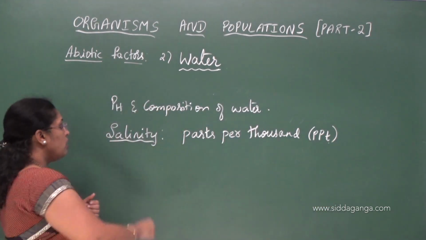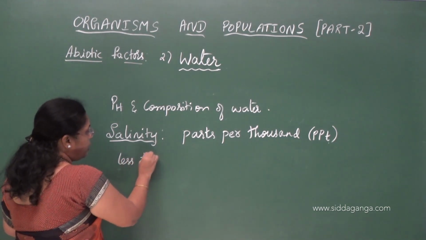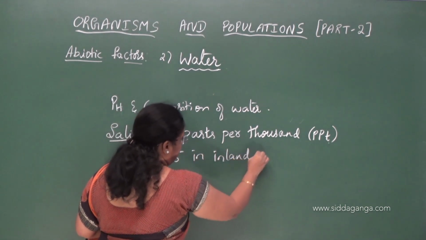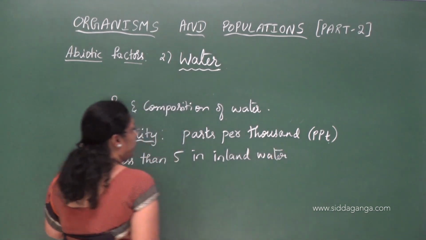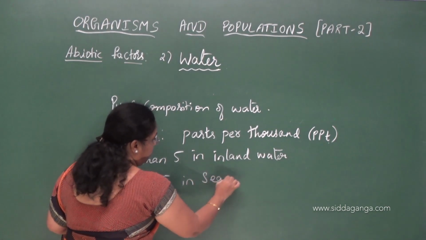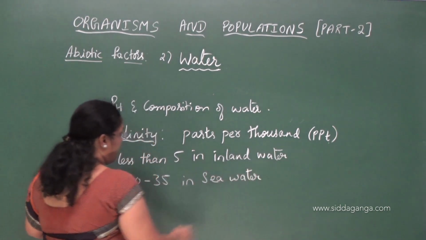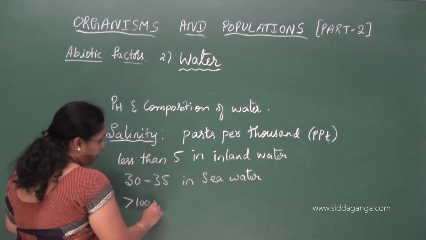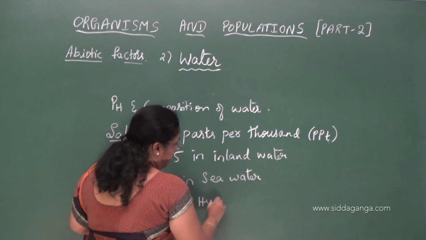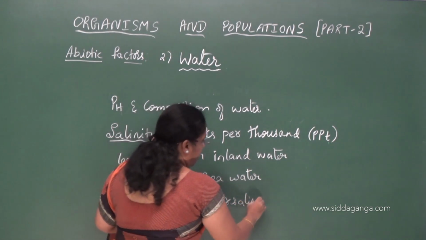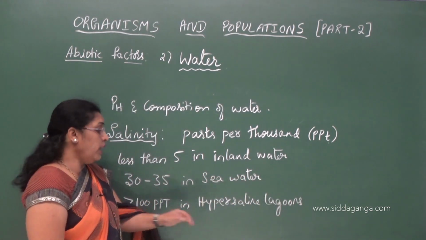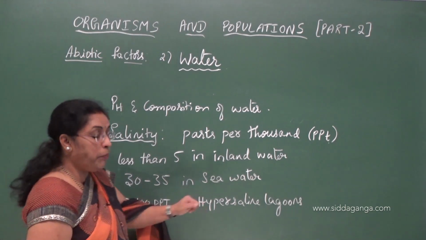Salt concentration is less than 5 parts per thousand in inland waters, that is in rivers, between 30 to 35 in sea water, and more than 100 parts per thousand in hypersaline lagoons. What is hypersaline?